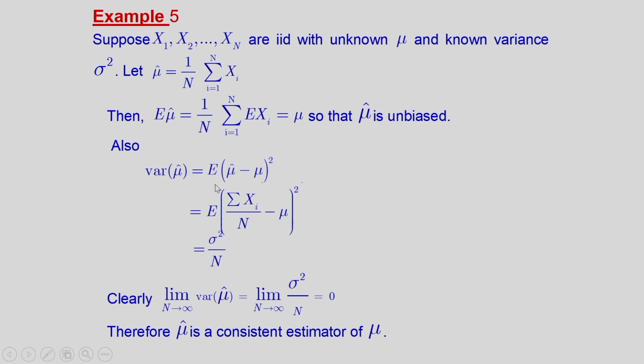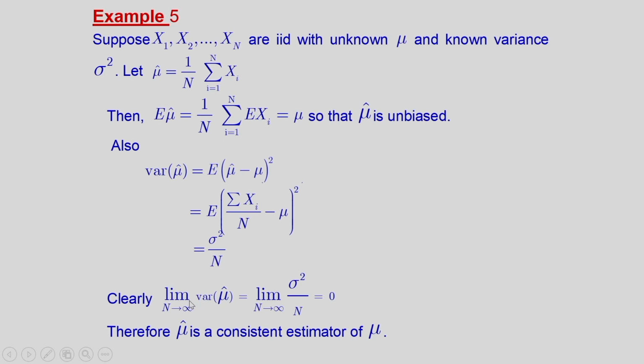Variance of mu hat is equal to E of (mu hat minus mu) whole square, which we have already determined in our example 4. So this will be equal to simply sigma square by n. So variance of mu hat is equal to sigma square by n, because the xi are IID.